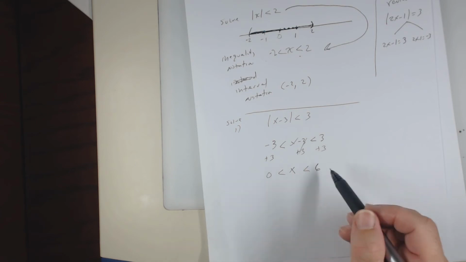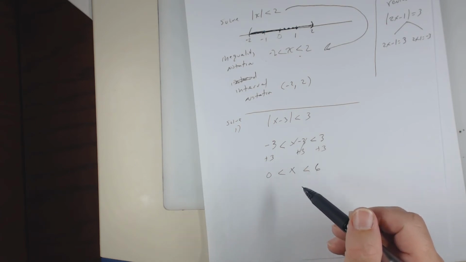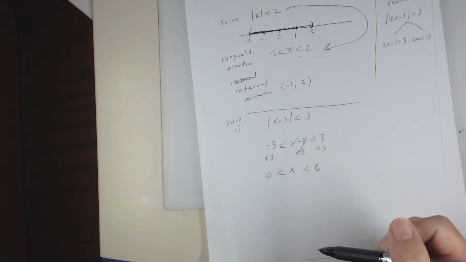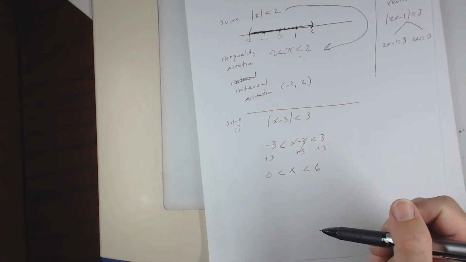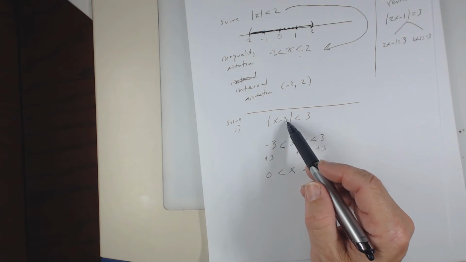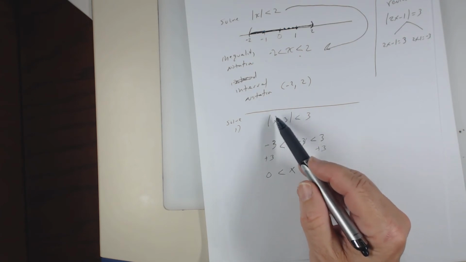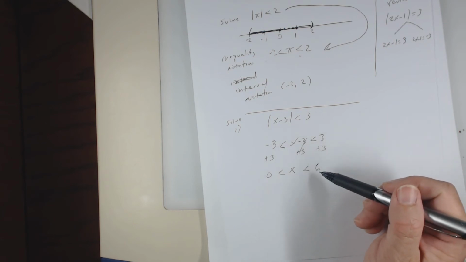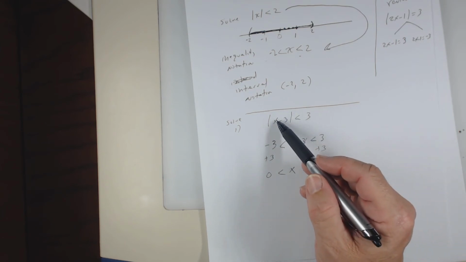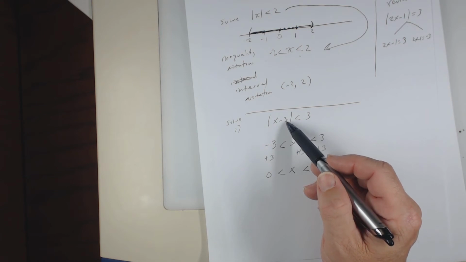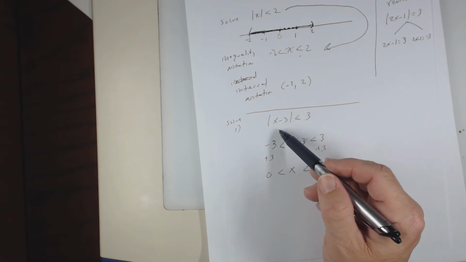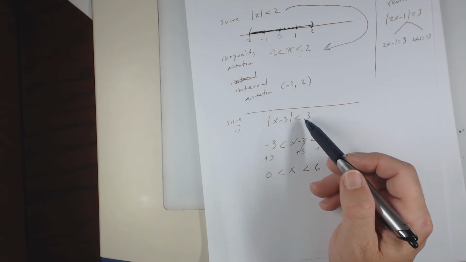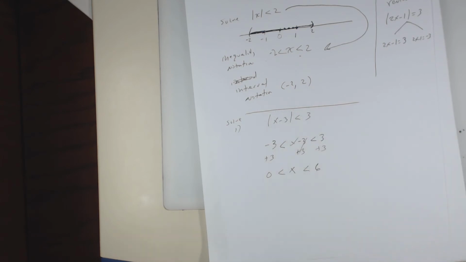So any number between 0 and 6 is a solution. So give me a number and let's make it an integer. Give me an integer that's between 0 and 6. Huh? Okay. Let's check it. What's 4 minus 3? 1. What's the absolute value of 1? 1. Is 1 less than 3? Yes. 5.7. What's 5.7 subtract 3? 2.7. What's the absolute value of 2.7? 2.7 is less than 3? Yeah. So you got to remember this.